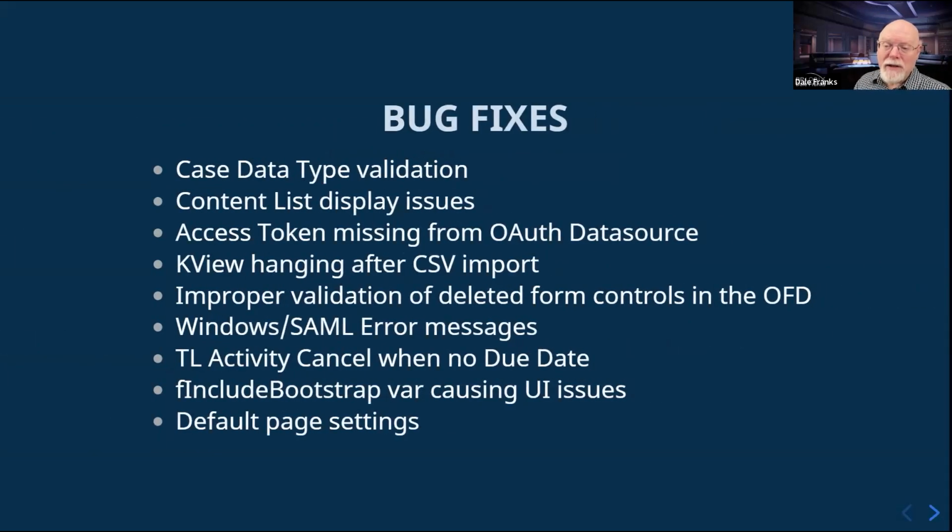Now we get to some bug fixes. Most of these I obviously won't display because I couldn't in this particular version that we're looking at, but some bugs that we fixed, some of which were pretty important, like the case data type validation. There was an issue where if you specified a data type other than text for a case property, it wasn't respecting that data type, and so it wasn't performing the proper validation to ensure that, let's say you had a form control linked to a case property, and the case property was supposed to be numeric, and somebody typed in text.